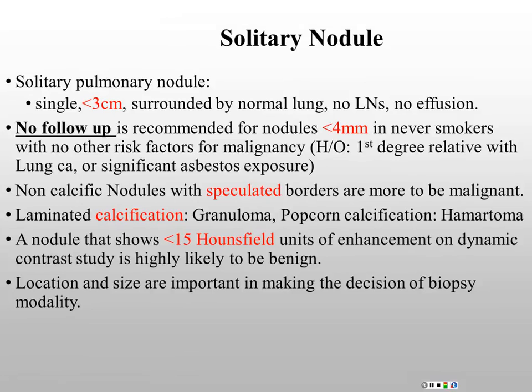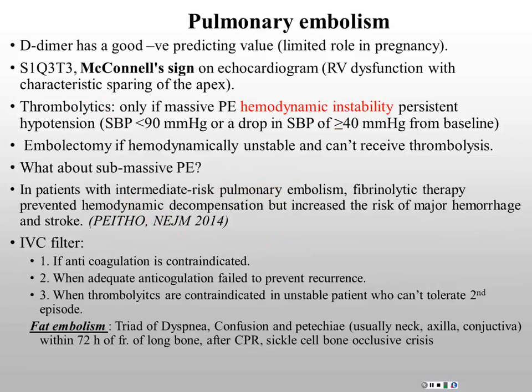You have to know your location, because if it's very peripheral, you can do transthoracic needle biopsy. If it's central, we can do bronchoscopy. Now it's different because we have more modalities. We have navigational bronchoscopy, which can reach difficult areas that we couldn't reach before.